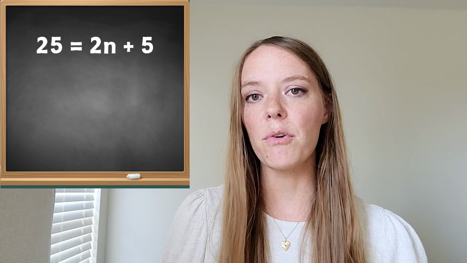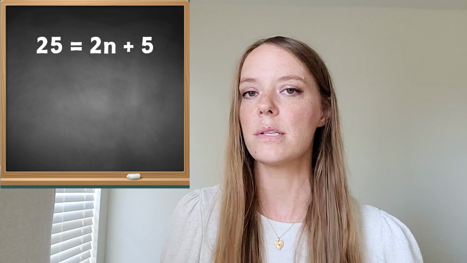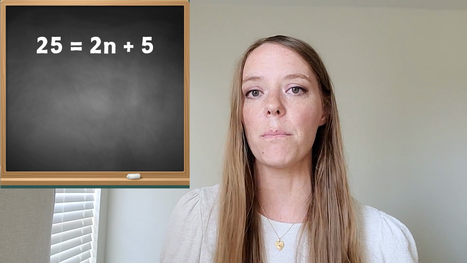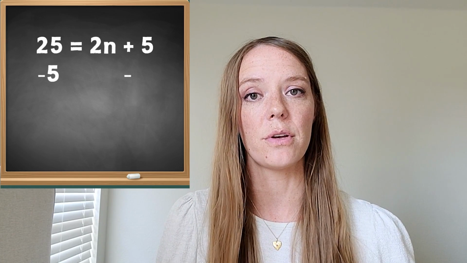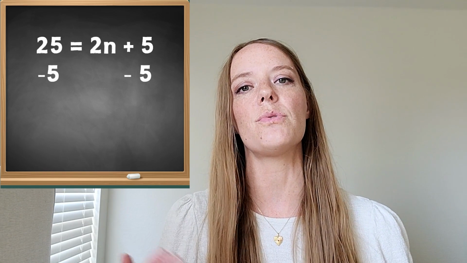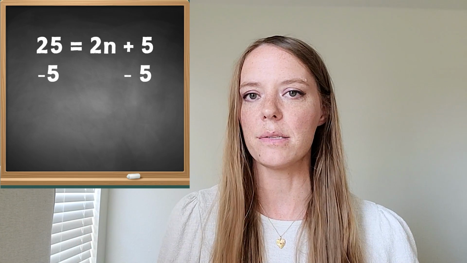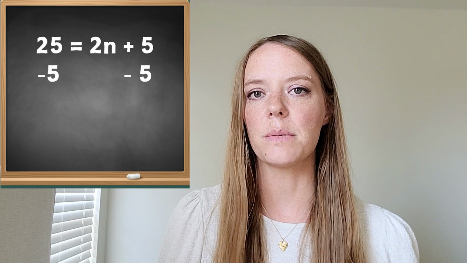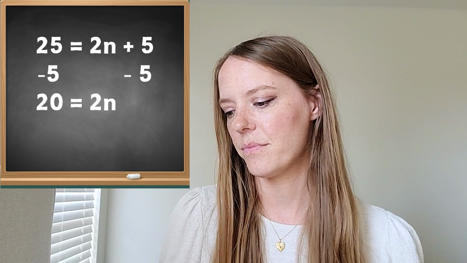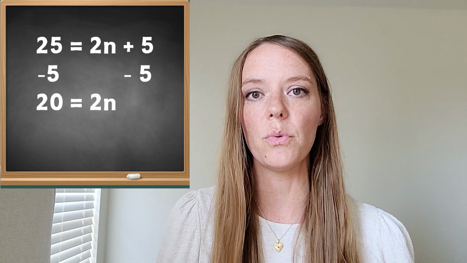Okay, so some of you might remember this from 6th grade, that since we see that plus 5, we can start by subtracting 5. And what we do to one side of the equation, we have to do to the other side, so that we're always thinking of that balance. Okay, so let's subtract 5. And so now we have 20 equals 2n.